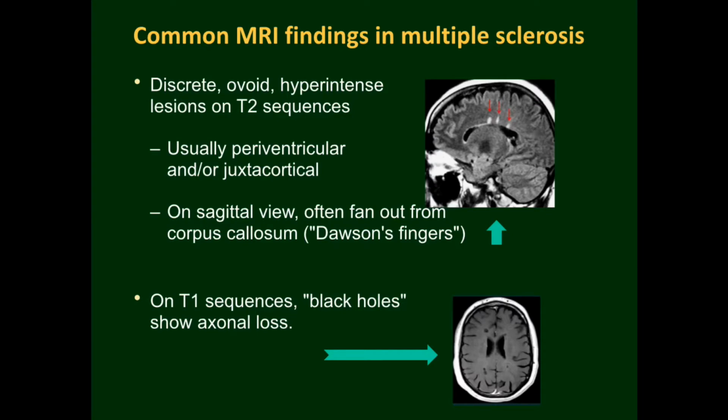Common MRI findings in multiple sclerosis include white matter lesions, which often appear as discrete, ovoid hyperintensities on T2 sequences. These are often periventricular and or juxtacortical in location. And on sagittal view, the white matter lesions may fan out from the corpus callosum in what we call Dawson's fingers. Then on T1 sequences, we may see in multiple sclerosis so-called black holes, which are indicative of axonal loss.